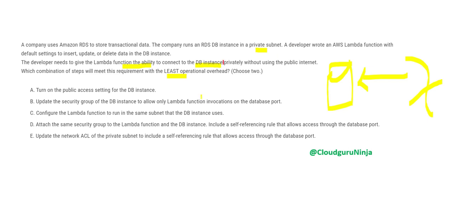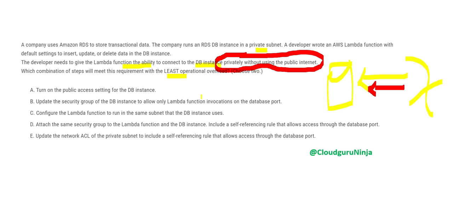See, option A is saying, boss, let us make everything public. Not only this guy can talk to this guy, 10 other people can also talk. So this is the least operational overhead. But is it secured? Now you might say, who told you that the communication should be secured? Who told you? So this line clearly says, boss, I want to talk privately only without using public internet. When the question is clearly saying, I don't want public internet, why are you proposing this option?